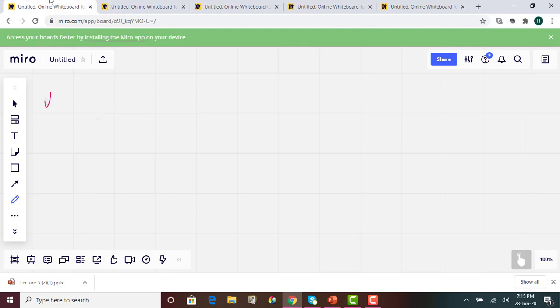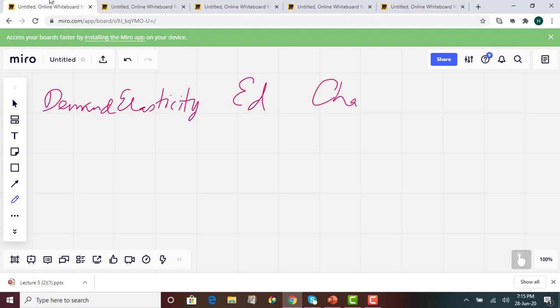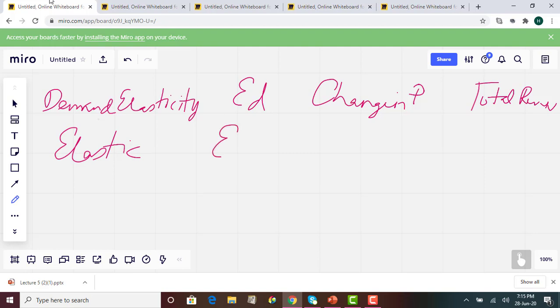Okay, so let's say we have demand elasticity, then we have the elasticity coefficient, then we have change in price, and then we have total revenue. This is a kind of summary. So if the demand elasticity is elastic, then we know the coefficient will be greater than 1, correct? If there is an increase in prices, what will happen to total revenue? The percentage change in quantity demanded will fall by a greater percentage, so total revenue will decrease.